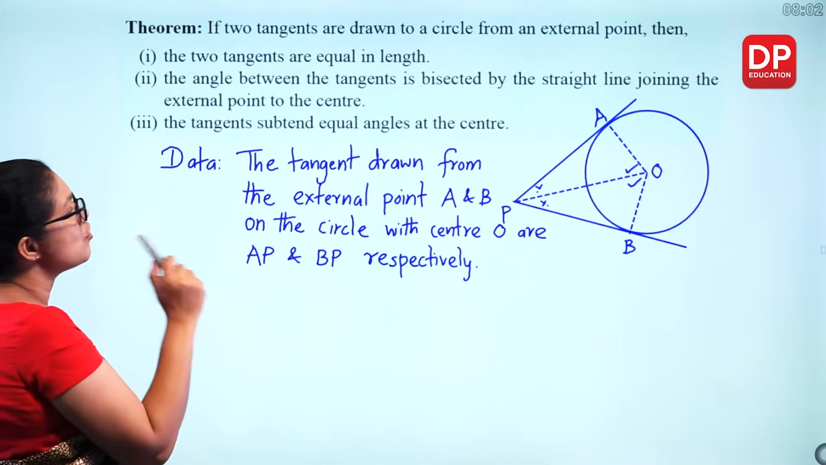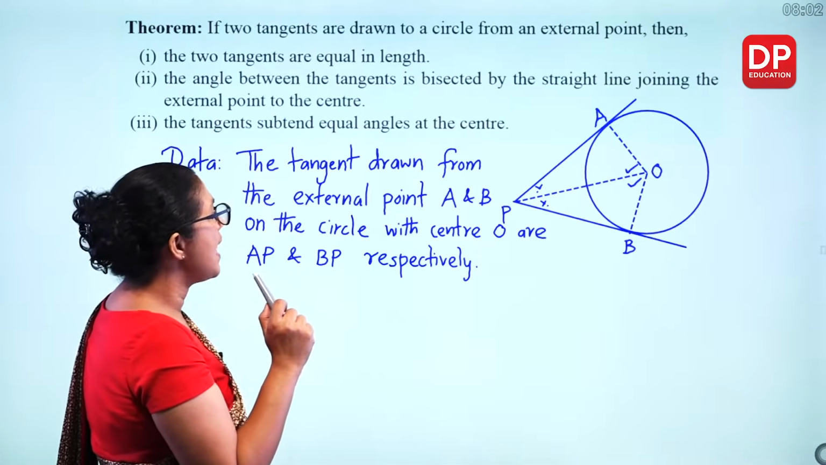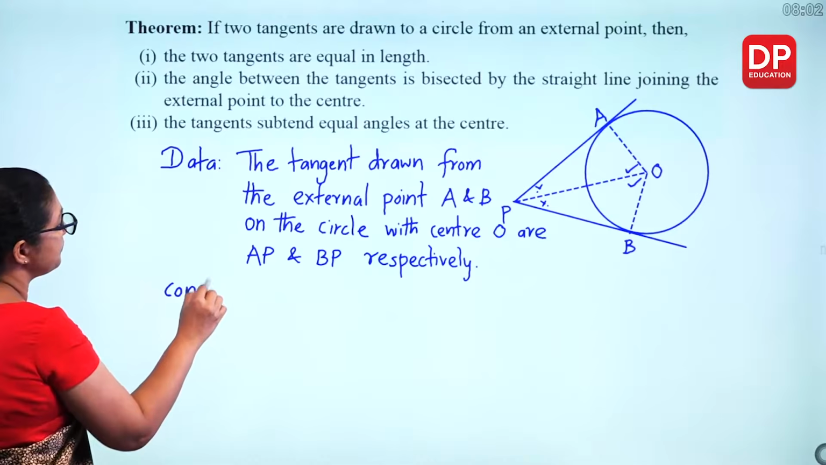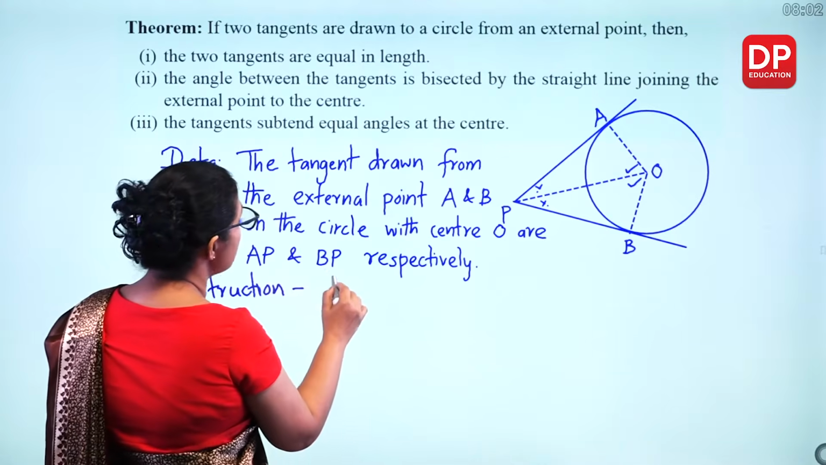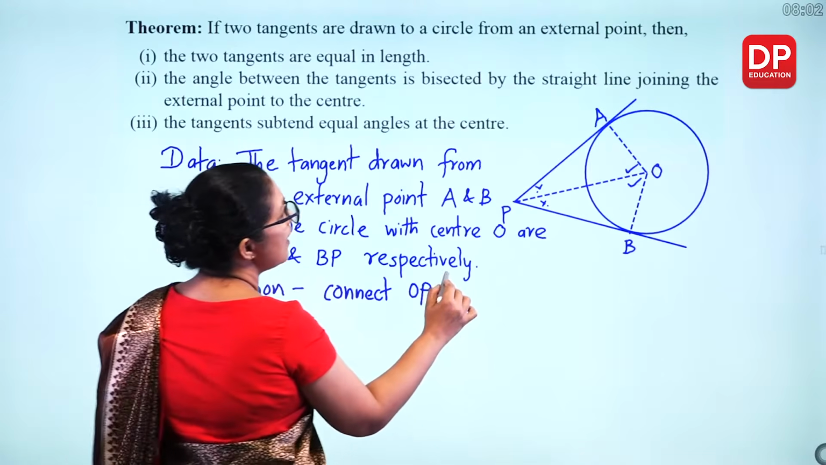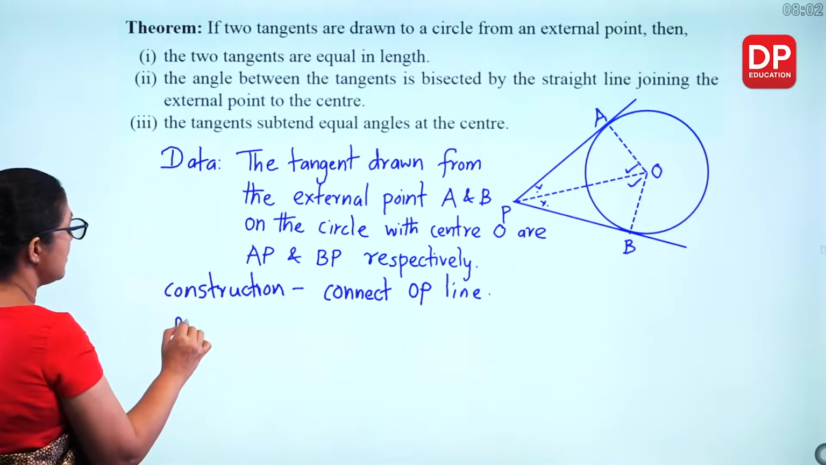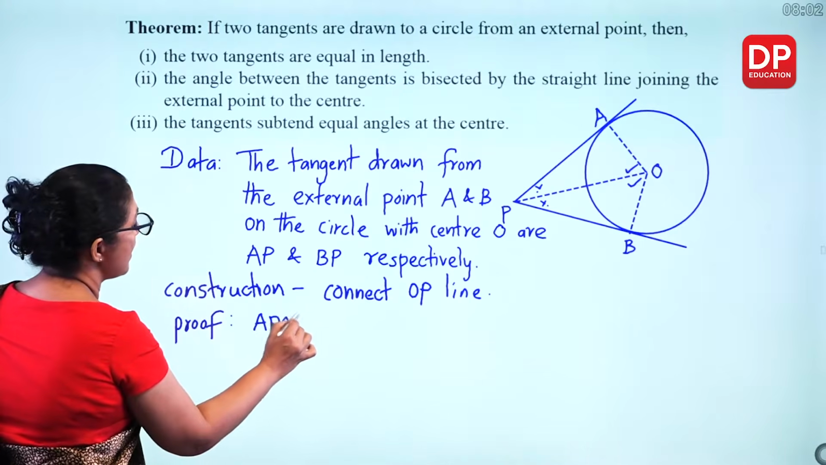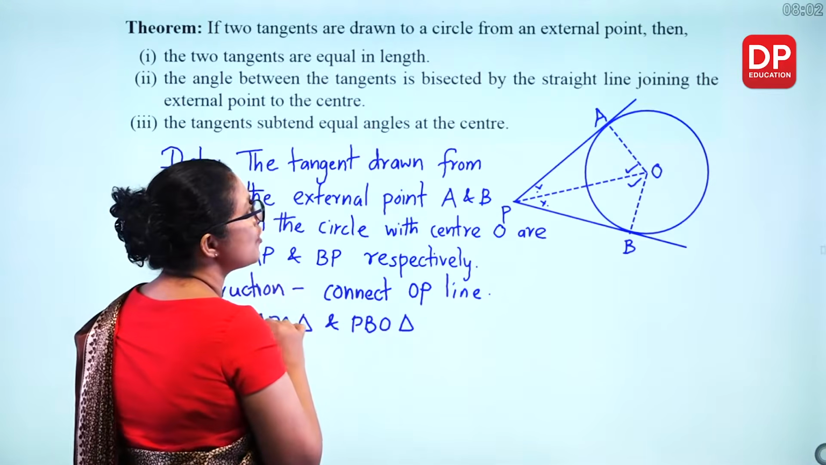Given: the tangents drawn from the external point P to the circle with center O touch it at A and B, as AP and BP respectively. So what's the construction we need? The construction is to connect the line OP. Now we'll take the two triangles for the proof. We'll take triangle APO and triangle PBO.